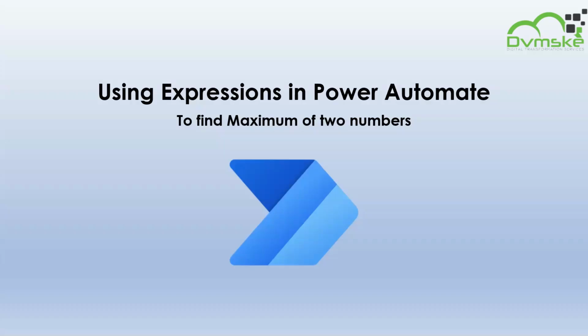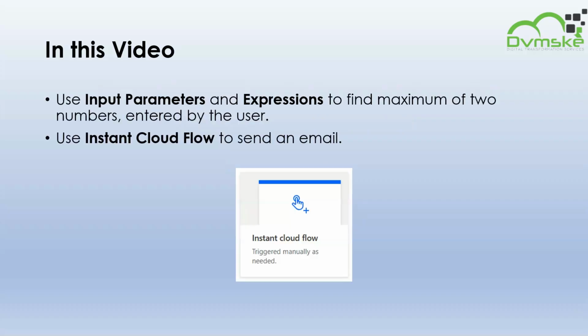In the previous video, we started learning about Power Automate expressions. In this video, we will create an instant cloud flow, use input parameters and expressions to find the maximum of two numbers. Let's get started.